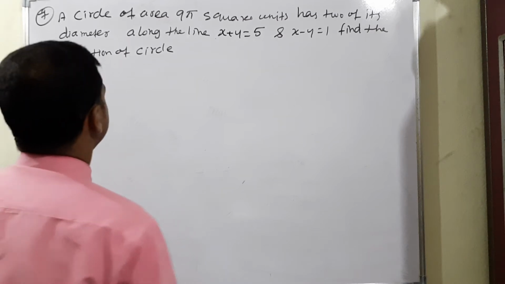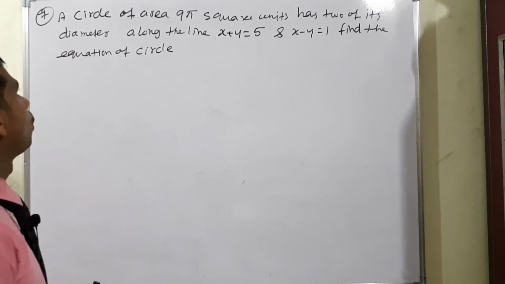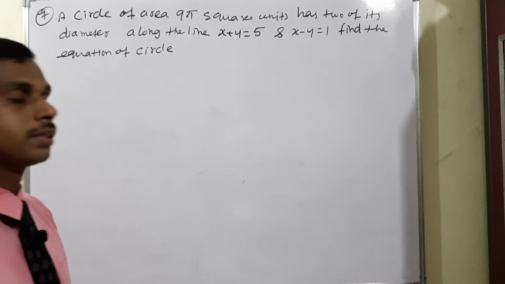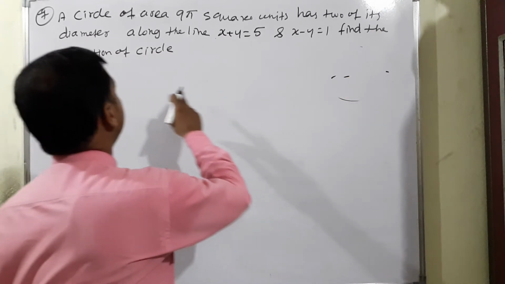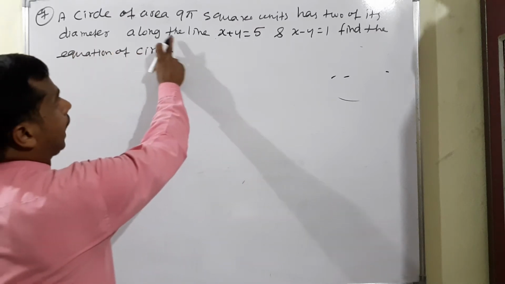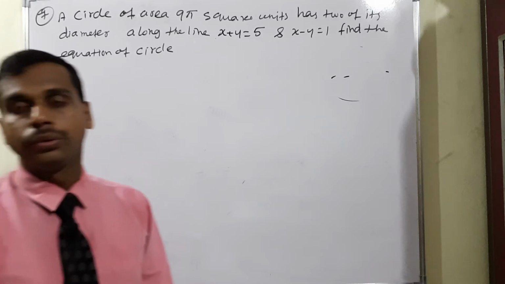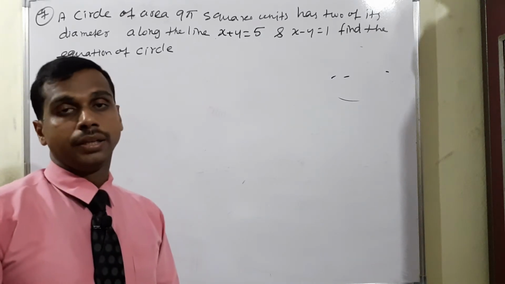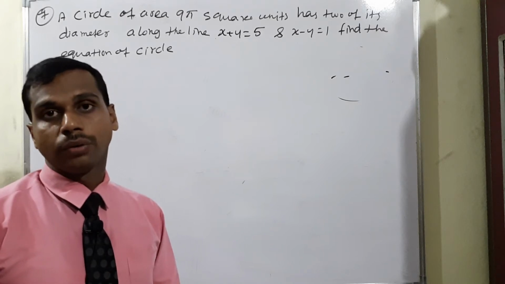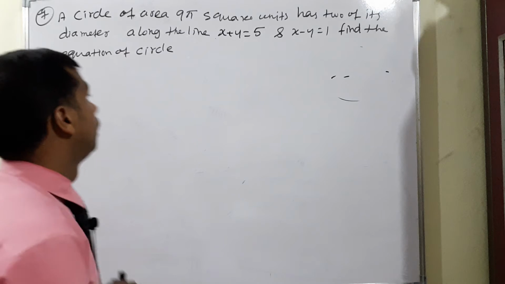Question number 7. A circle of area 9 pi square units has two of its diameters. Diameter means if you have one circle, end to end of the points. The given condition also, the diameters are along the lines. Two equations are given, so what do we have to do? We have to apply the elimination method. First we have to find out the a value. After getting the a value, then we find out the center, which means applying the elimination method.